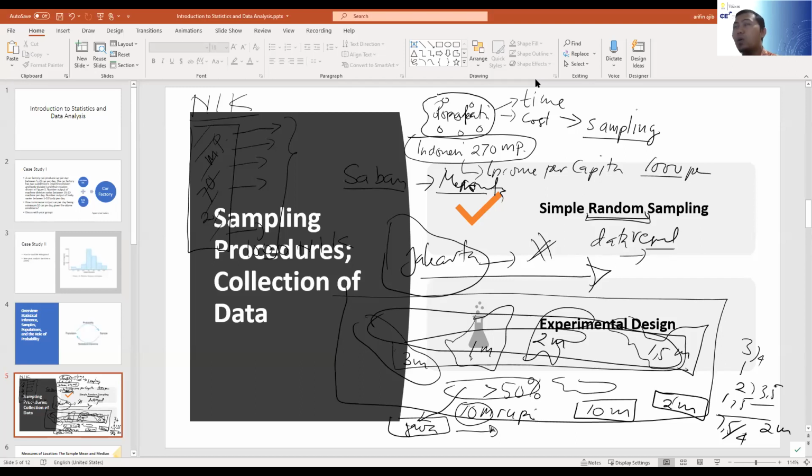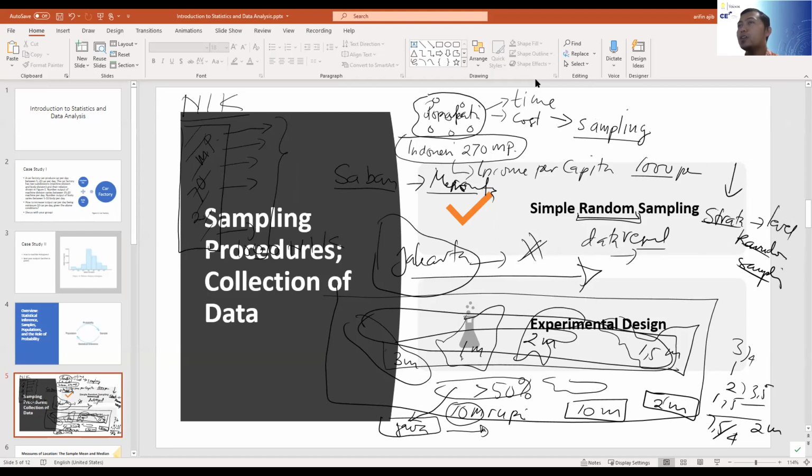So what is the solution for this case? The solution is to make strata random sampling. It makes more sense. It means that strata is a kind of level. Random is random, sampling is random. Random sampling is just random sampling.